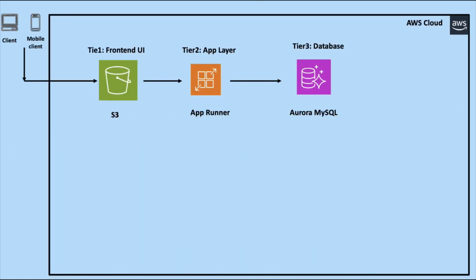So if you recall, this is the last architecture that we have created so far. We have the front end hosted in S3, the app layer hosted in App Runner, and the database is hosted in Aurora MySQL database. So from monolithic to this kind of architecture that we have developed in the cloud.